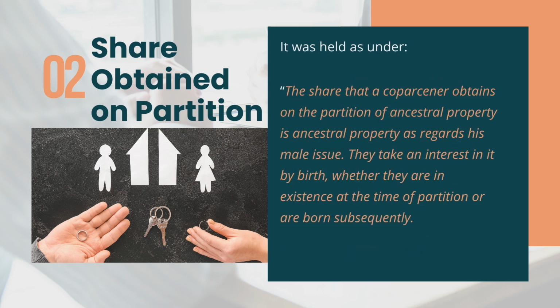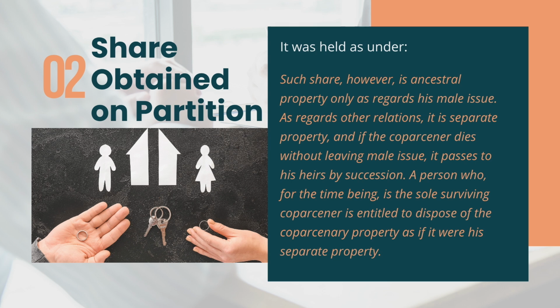It was held as under: the share that a co-partner obtains on the partition of ancestral property is ancestral property as regards his male issue. They take an interest in it by birth, whether they are in existence at the time of partition or are born subsequently. Such share, however, is ancestral property only as regards his male issue. As regards other relations, it is separate property. And if the co-partner dies without leaving male issue, it passes to his heirs by succession.